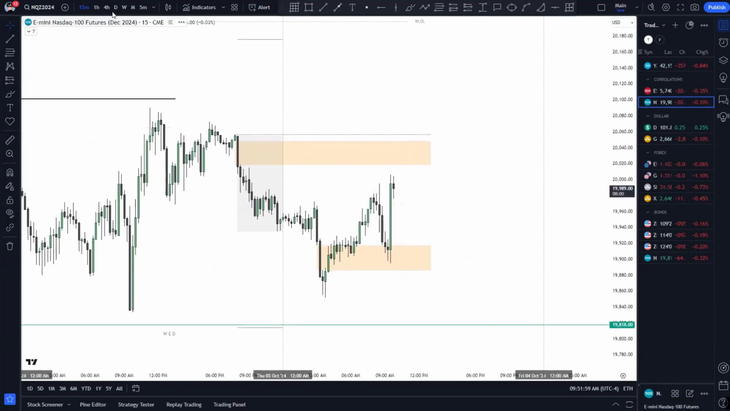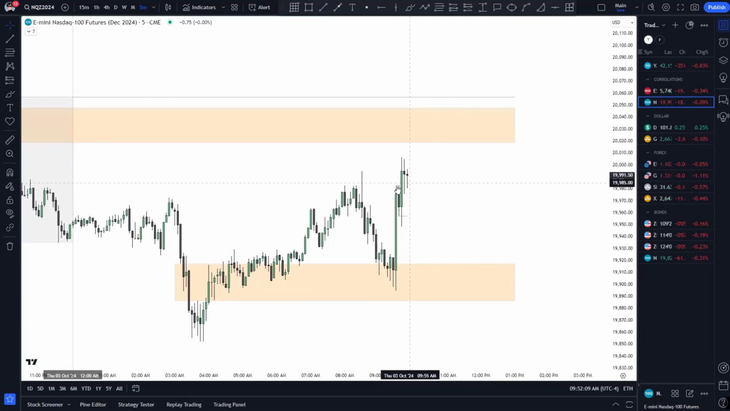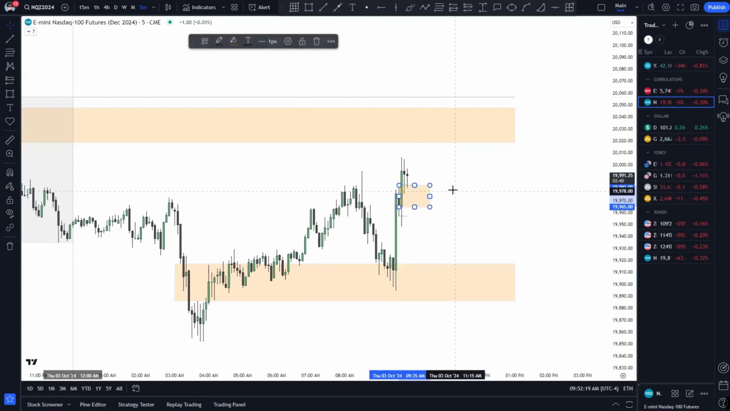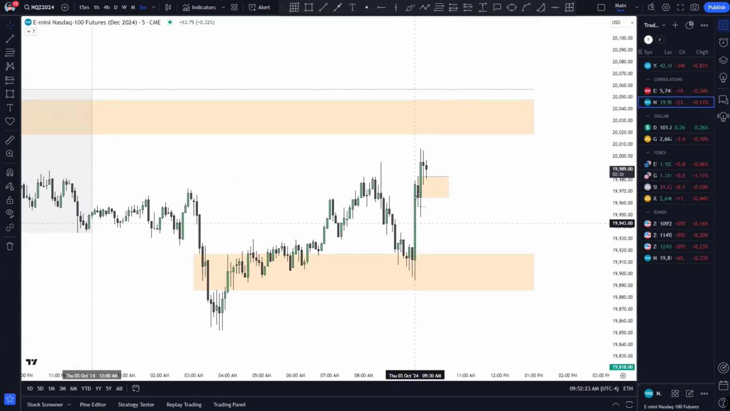Nasdaq still holding up here. Came back inside this 5-minute fair value gap here. Now it's got this last down close here. Saw that initial push higher at 9:30, a little 5-minute fair value gap here.